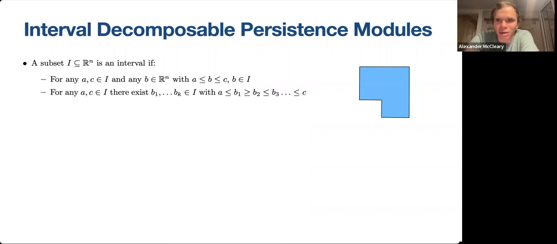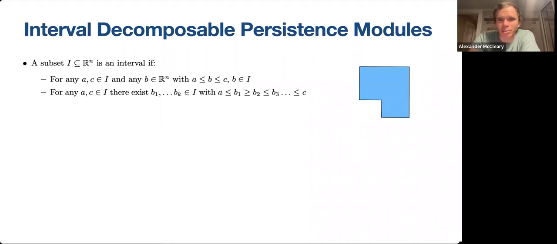So this can also be thought of as convexity. The second condition is a connectedness condition. Now in the one parameter case, this is not necessary. It's implied by the first condition, but in the multi-parameter case, they are no longer equivalent. This condition is actually needed to ensure that intervals are connected.